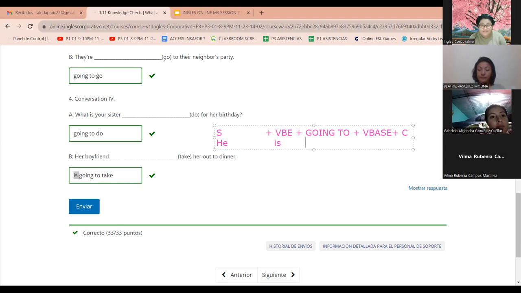Según estructura, ¿qué más escribo? Going to. Y el verbo que tengo ahí dice, take. Take. Y luego dice take her out to dinner, pero eso está arriba, right? Entonces, ¿por qué puse is aquí? Porque hay un is. Ajá, porque según estructura yo necesito después de mi subject tener el verb be.